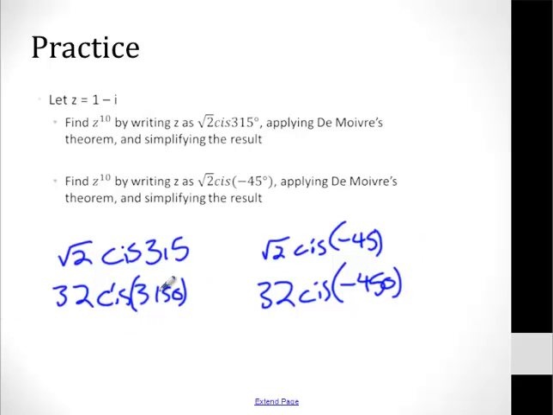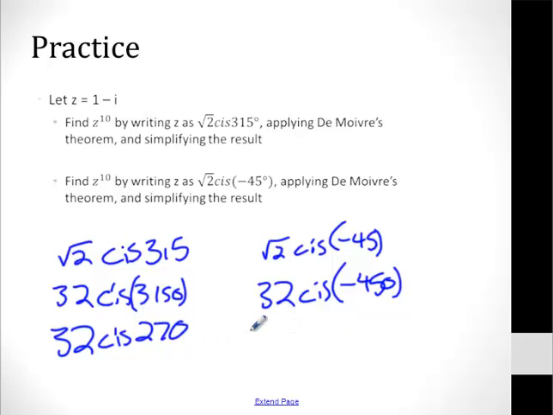Okay, 3,150, we need to figure out how many times that goes around the circle. So we're going to take 3,150 and divide by 360. When we do that, we get 8.75. So it goes around 8 times. So I'm going to take away 360 8 times. When I do that, I get 32 cis 270.